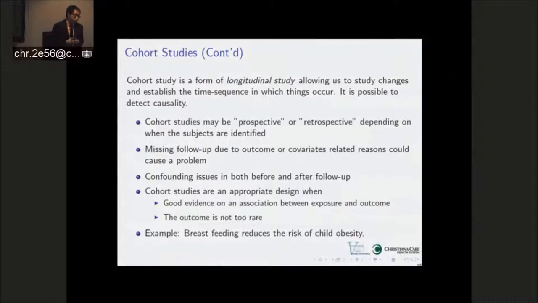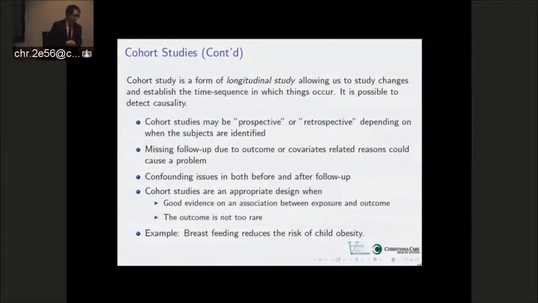Cohort studies are a more appropriate design when there is good evidence on the association between the exposure and outcomes. This evidence sometimes may come from a cross-sectional study or other previous pilot study. Also, the outcome should not be very rare, since finally we need to compare the proportion of some disease between two groups. If an outcome is too rare, it is very hard, or statistically not feasible, to do that.